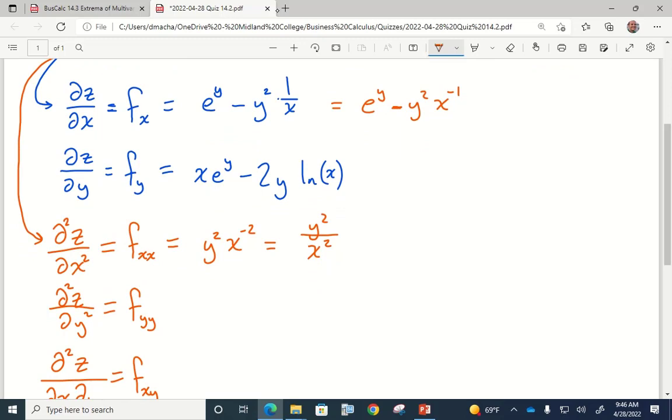Then the next part is I need to find the second derivative with respect to y. So I'm going to start from this first derivative with respect to y, and then take another derivative with respect to y.